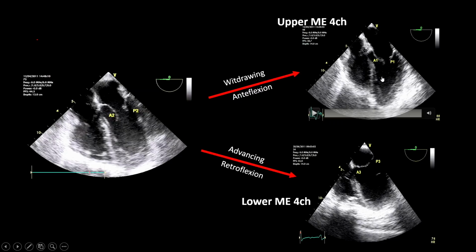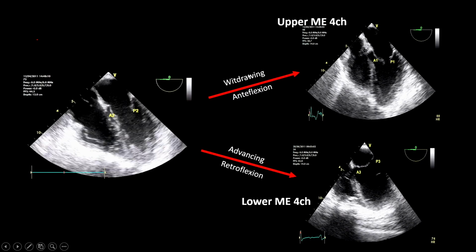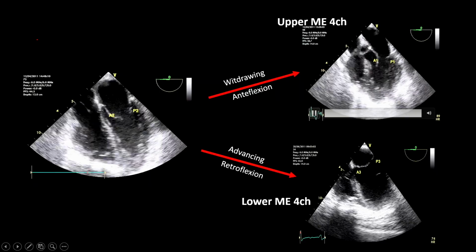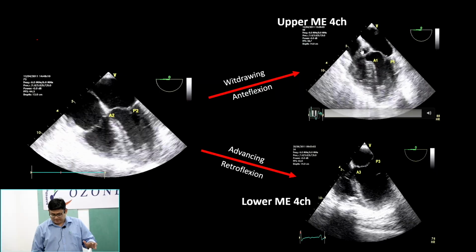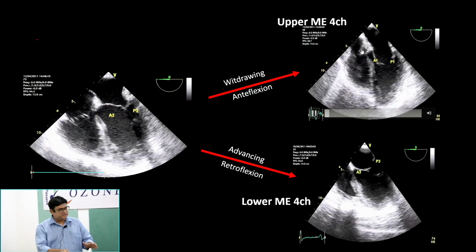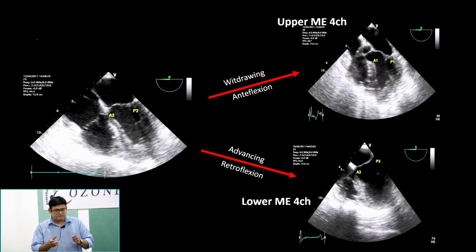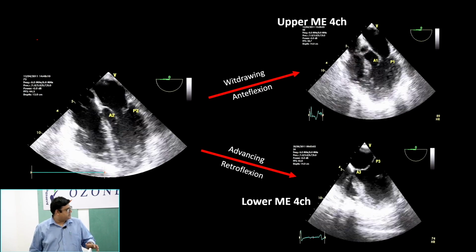So here you can see your A2 and P2. If you withdraw, then you see A1 and P1 with a small part of aortic valve seen in the center, and when you insert the probe, you see your A3 and P3, or when you retroflex the probe a little bit, you can see your A3 and P3.